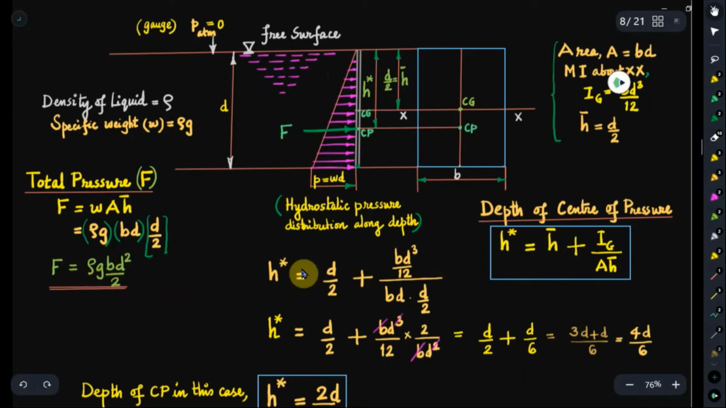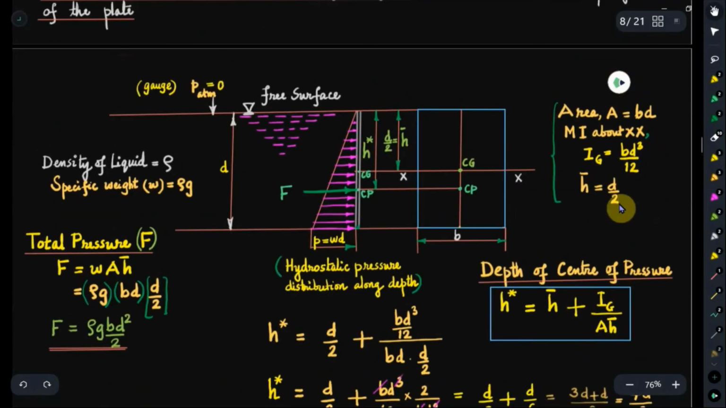Now let us locate the center of pressure. Center of pressure is the point of application of this total pressure force. So the line of action of F is shown over here, that is at a distance of H star below the free surface. So the depth of the center of pressure denoted by H star is equal to H bar plus Ig by A H bar. What is Ig? That is B D cubed by 12 in this case. And H bar is equal to D by 2.